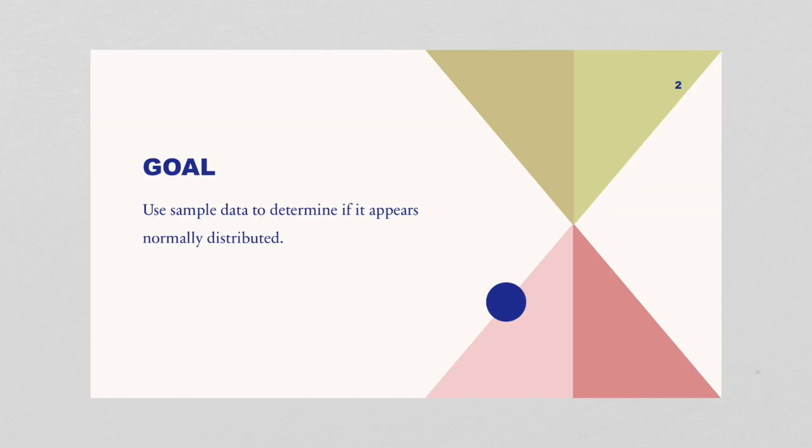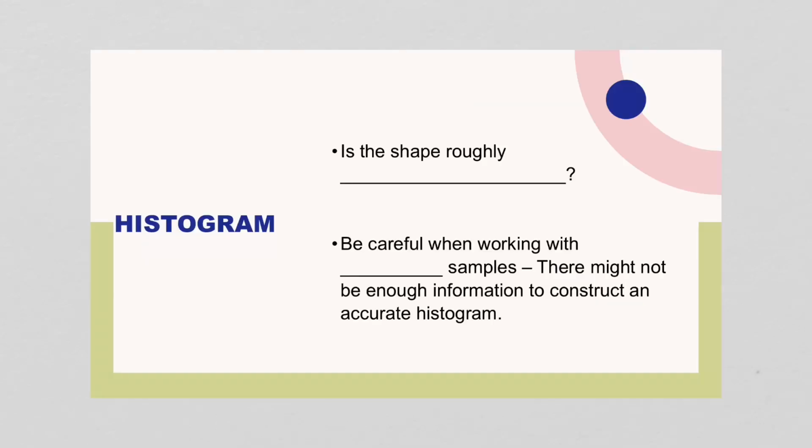Our goal for this lesson is to use sample data to determine if it appears normally distributed. In other words, we're going to do some checks, and based off of the data that we're given and based off of the 3 tests that we're going to employ, we're going to decide if the data that we're working with can be assumed to be normally distributed.